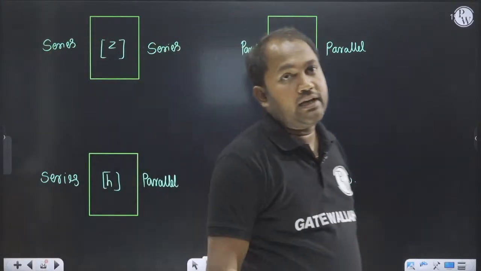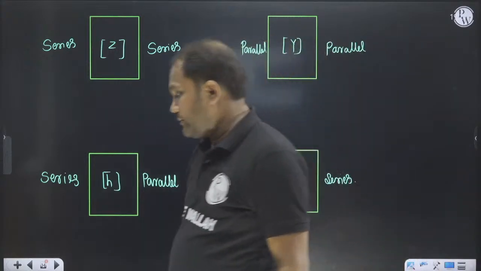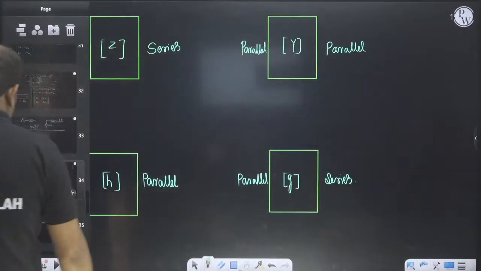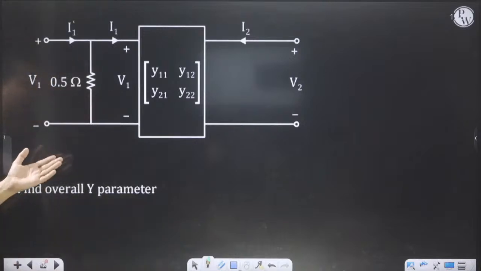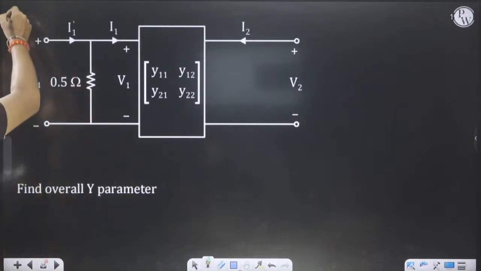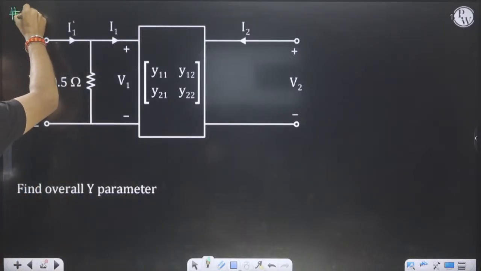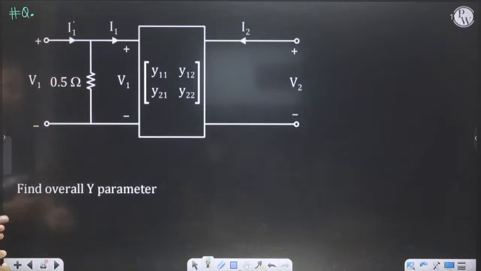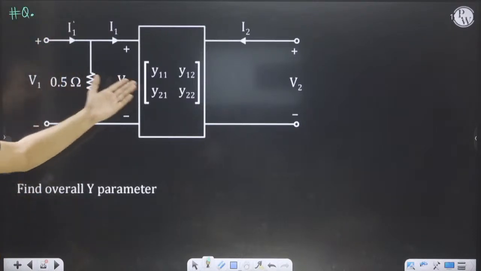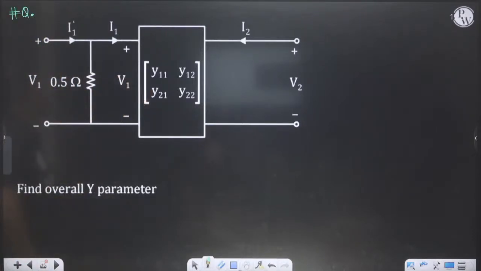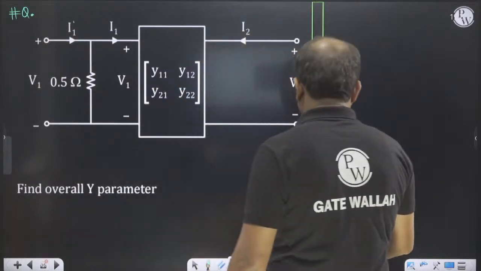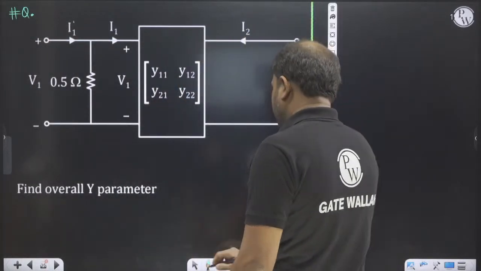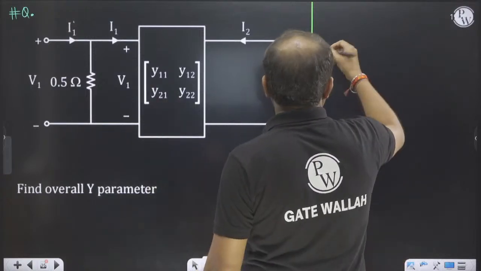So you have to think like this. Then you can solve this question. Let us assume this is a question. They are asking for the new Y parameter. Parallel condition, Y parameter will be added. So this is a very easy question. Parallel condition, Y parameter will be added.